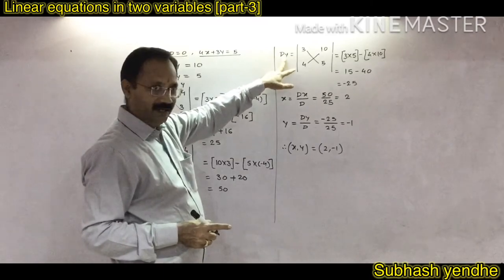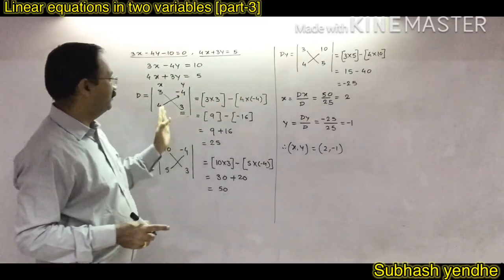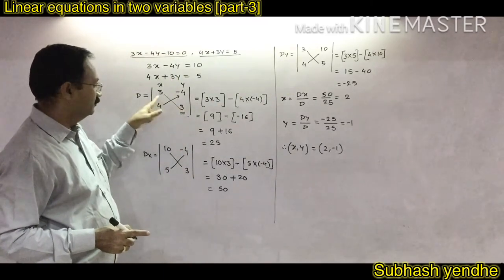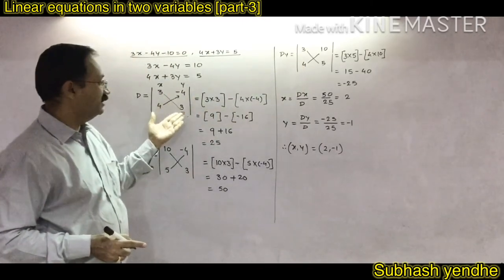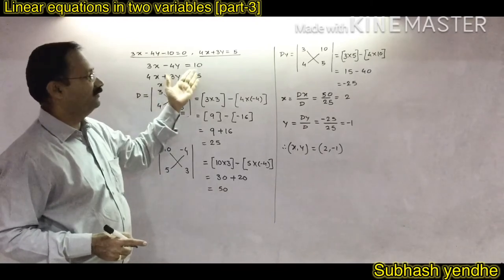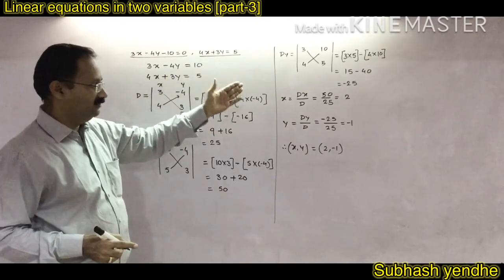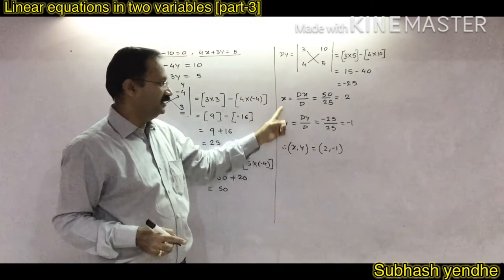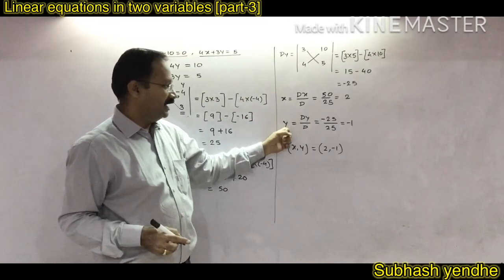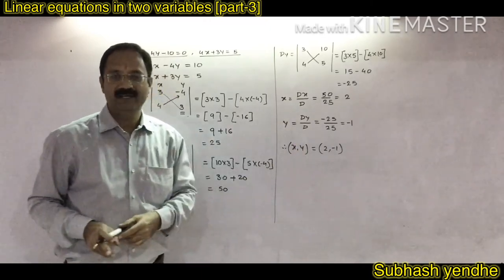Then Dy: delete y. Delete y means I am going to delete this value. So it means you have to write the values of x, 3 and 4. Then which values do you write instead of y? 5 and 10. Then find the values of Dx and Dy. You will get the values of x and y. x equals Dx upon D, and then y equals Dy upon D.